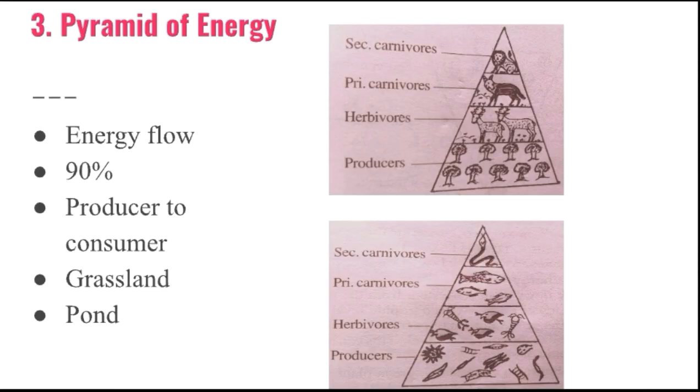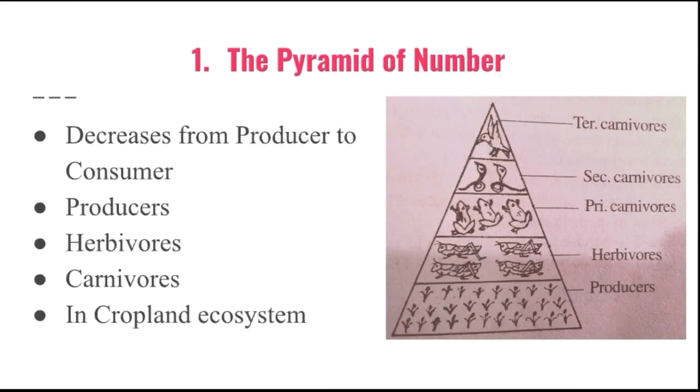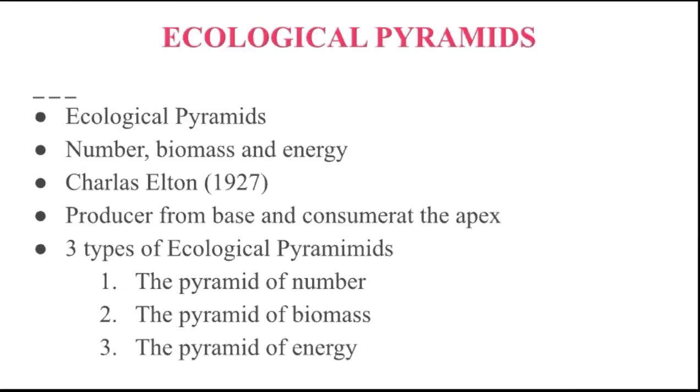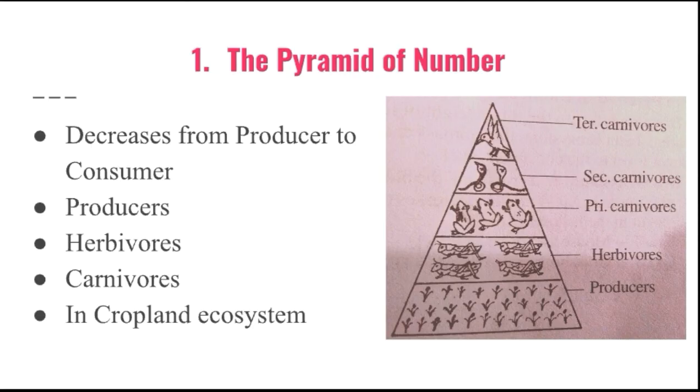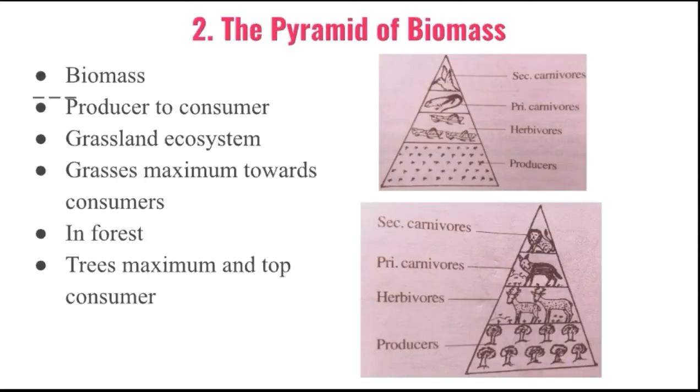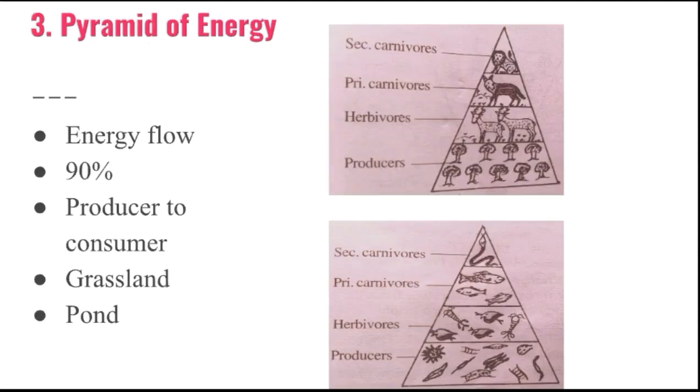So today we have seen the energy pyramids, ecological pyramids. In ecological pyramids, we have seen the definition of ecological pyramids as well as three types. First is the pyramid of number, second is the pyramid of biomass, and third is the pyramid of energy.